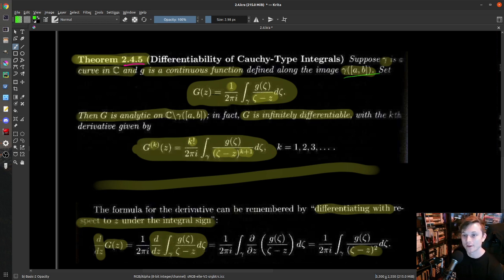And as it turns out, yes, you can get functions that are analytic on the complex plane sans the image of the curve we're using in this integral of Cauchy type. And in fact, these guys are infinitely differentiable with the cool fact that their kth derivative is just multiply the thing by k factorial, and in the denominator, throw on a k plus 1th power. Kind of nice.